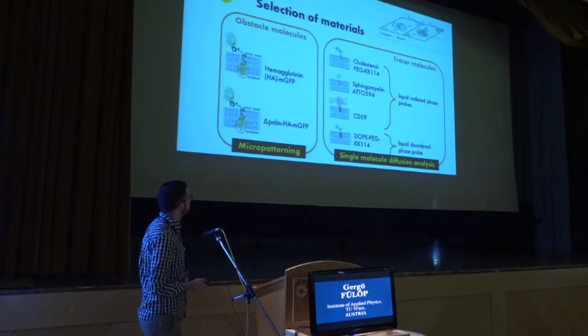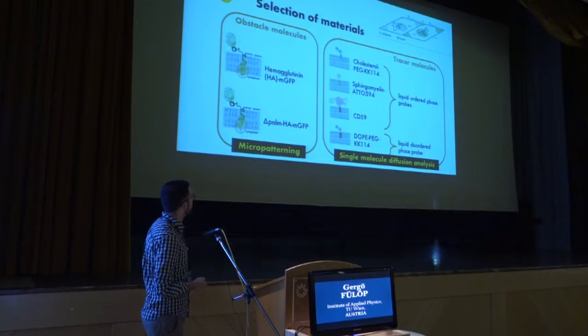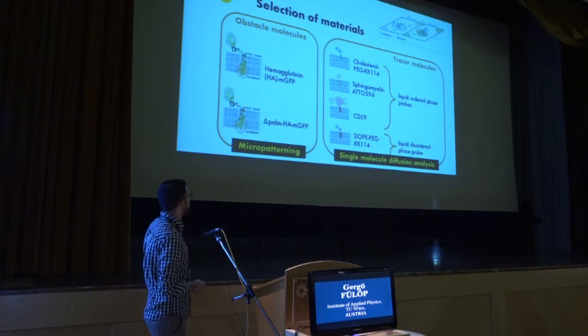And then when we added the tracer molecules, I chose certain liquid-ordered phase probes, such as cholesterol, sphingomyelin, and the GPI-anchored protein CD59. And we also had a liquid-disordered phase probe, DOPE, which has unsaturated fatty acid chains in the membrane.